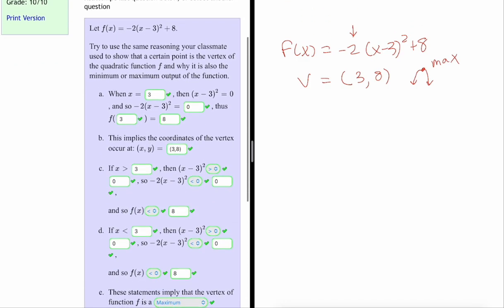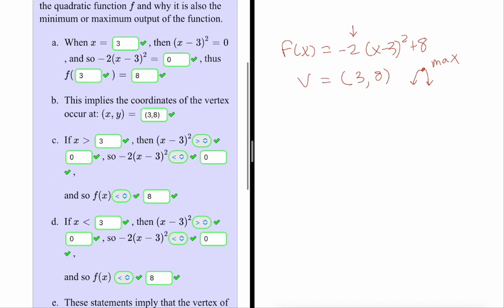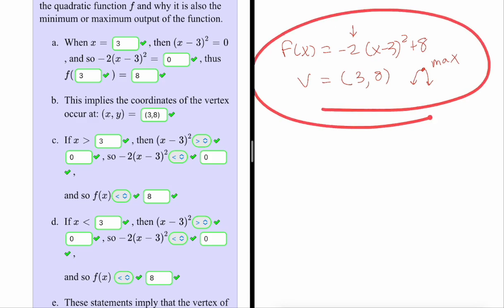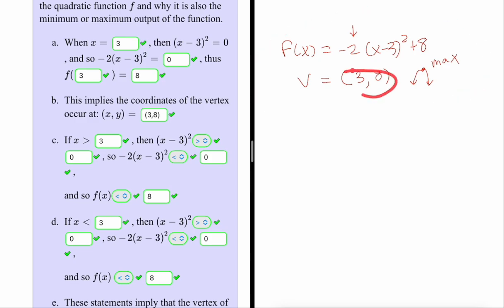Okay, so they're just comparing the vertex. So you always want to write down your equation and look at what the vertex is. If your a value is negative, your parabola is upside down and your vertex is a maximum. If your a is positive, your vertex is a minimum, because then it would look like that. So that's all they want you to know and what you need to do for this pre-class.